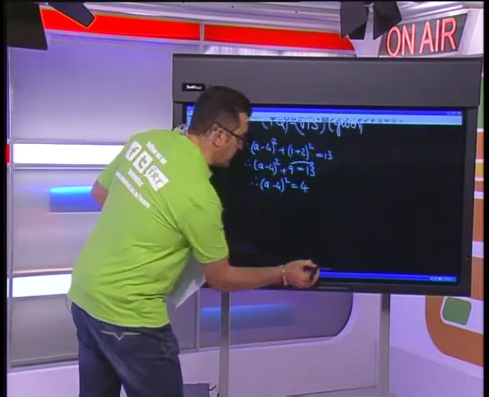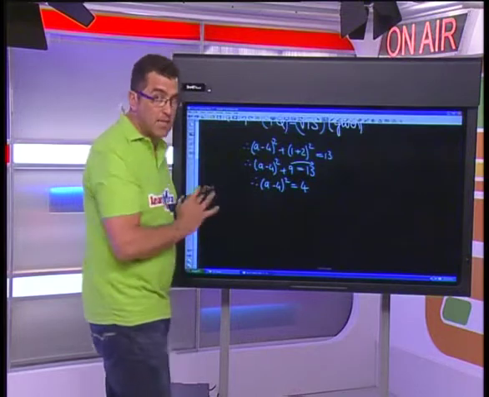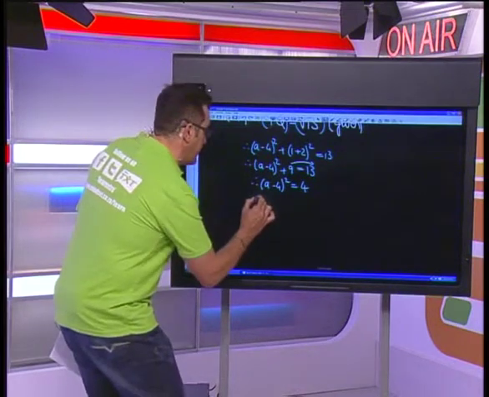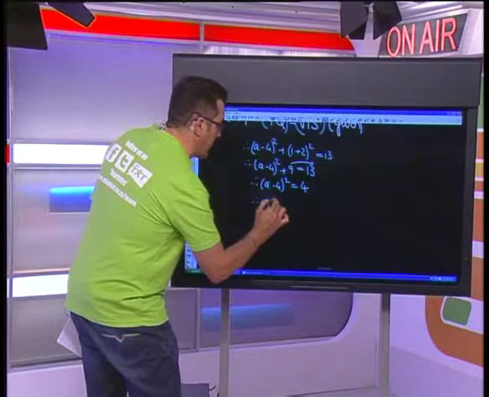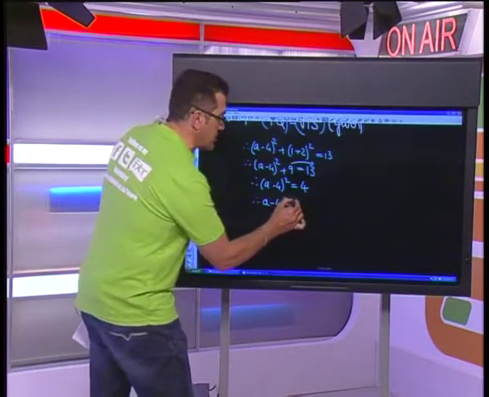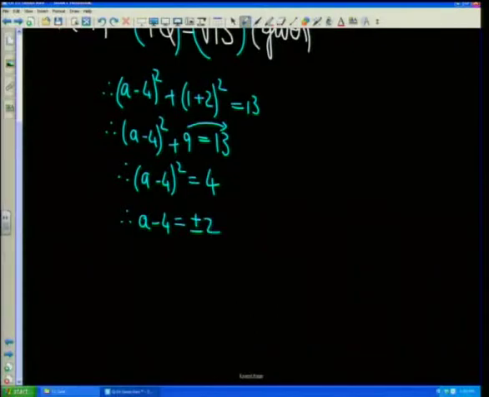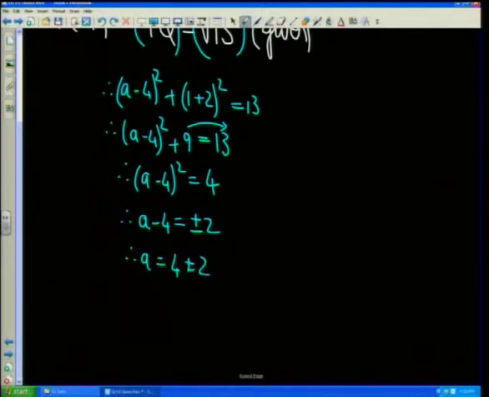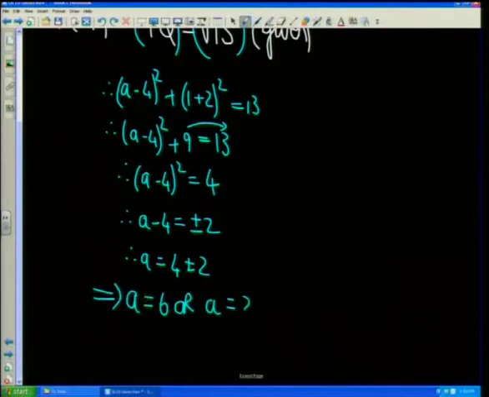Okay, let's clean it up. Let's find the value of a. So what was an analytical problem turned into an algebra one. If I take the square root of both sides, I get a minus 4. Now be careful. If I take the square root of 4, it can be plus or minus 2. Why? Because negative 2 gives me 4, and so does positive 2. And it's one step from the answer. A is equal to positive 4 plus or minus 2. Finally gives me A is 6, or the value of A is indeed 2.